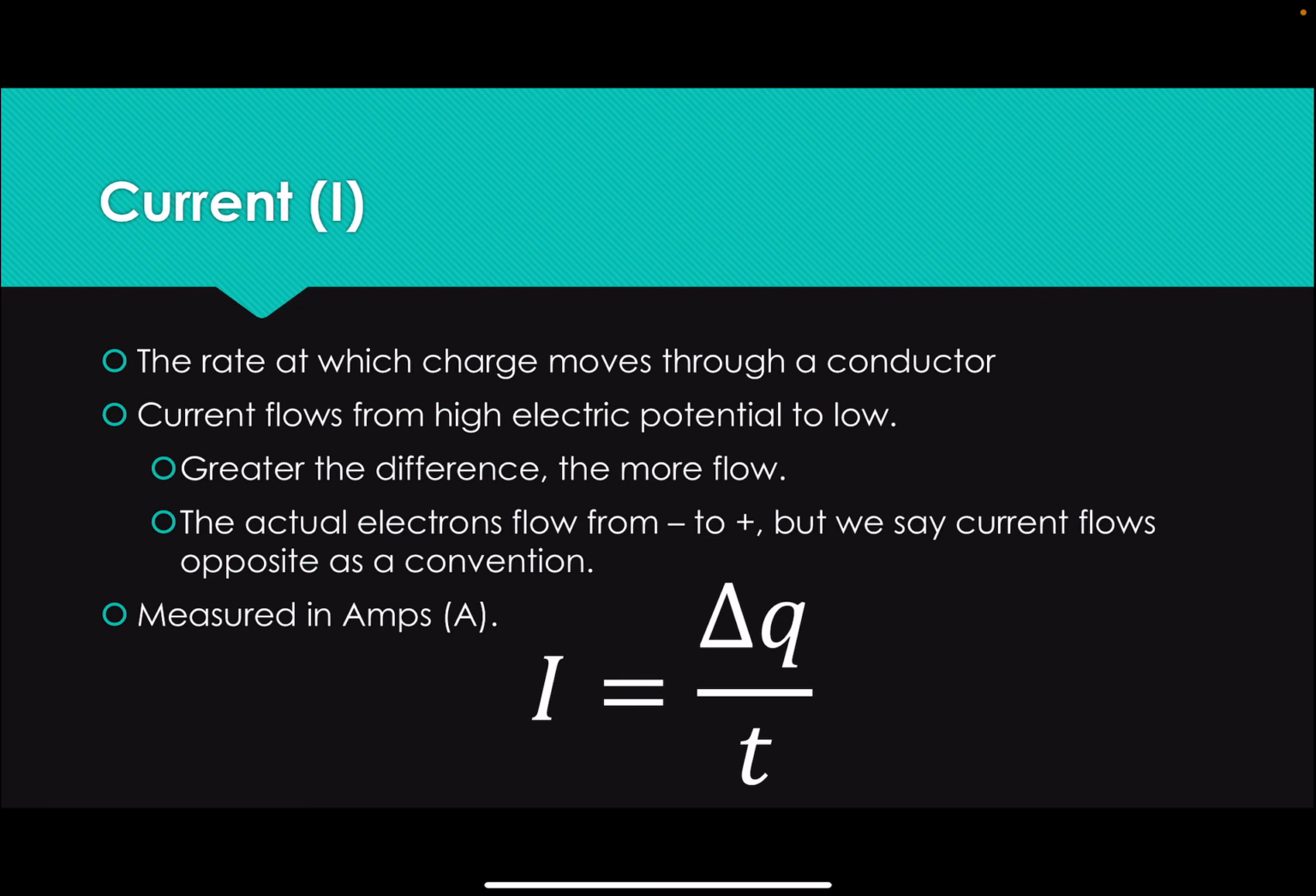Couple more terms. We're going to go through them really fast. Current is the rate at which charge moves through a conductor, especially when we're talking about a circuit. This is how fast the charge is going through the circuit. It's measured in amps, and it's defined as a change in charge divided by time.